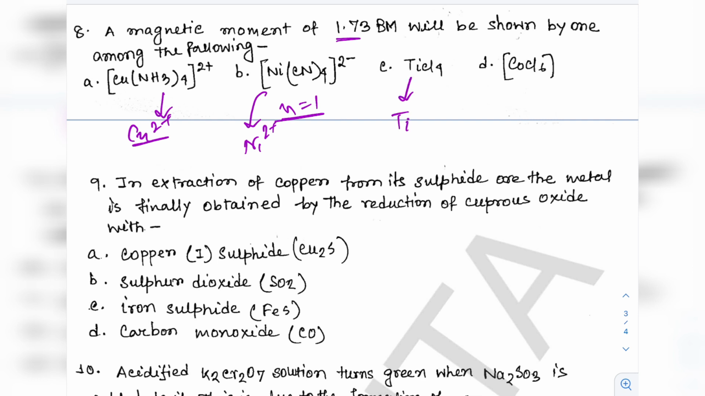Here titanium is in +4 oxidation state. Cobalt is +6. So you have to find out where the number of unpaired electrons is 1. So here copper +2. Copper +2 means a 3d9 system, so the number of unpaired electrons is obviously 1. So option A is the correct answer.